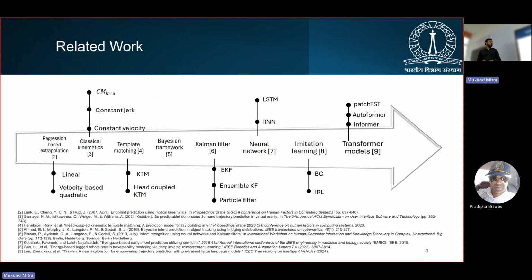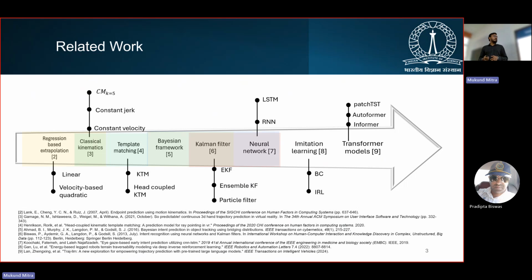Earlier methods used regression-based extrapolation, like velocity-based quadratic or linear extrapolation, then classical kinematics with constant velocity and jerk models, then template matching techniques. Then we have Bayesian frameworks, like Bayesian models and Kalman filters, which probabilistically model the data to predict future states. Then we have RNNs and LSTMs, which are widely used to predict time series data.